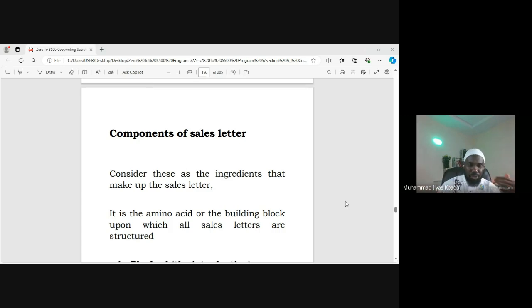Conscious in the sense that, for instance, if you are using a framework, we have discussed the frameworks here. If you are using AIDA, you should be conscious that you're using AIDA. And you should be intentional: if you are writing the attention, which is the A part, you should know that right now what I need to do is to get the attention of the prospects. So what is that thing that I need to write here, from the research I have carried out? What is that thing that I will put here that will make me get the attention of this person? That's all. That's what you do.